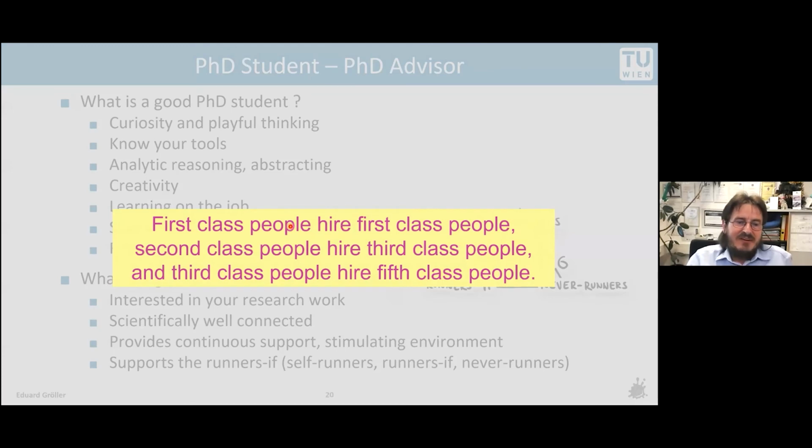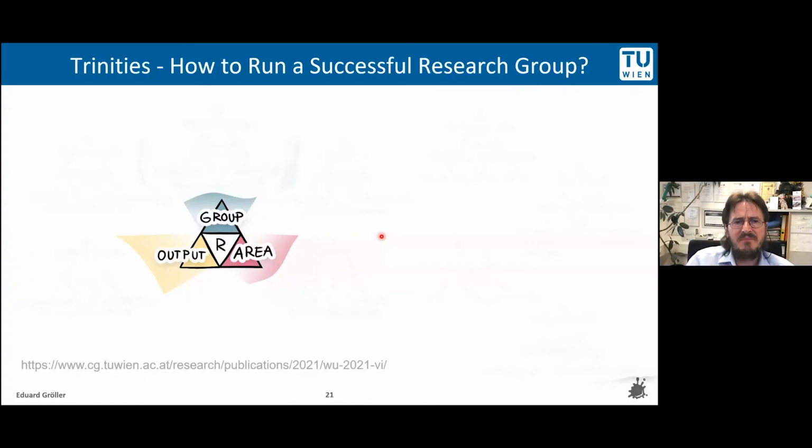Somebody was saying first-class people hire first-class people, second-class people hire third-class people, and third-class people hire fifth-class people. I like to hire people that are better than me. Well, maybe this is not so difficult, because I like to learn from these people, and I don't have any problem with learning. So don't consider other people competitors. If you have to see them as competitors in your local group, then you have a problem.